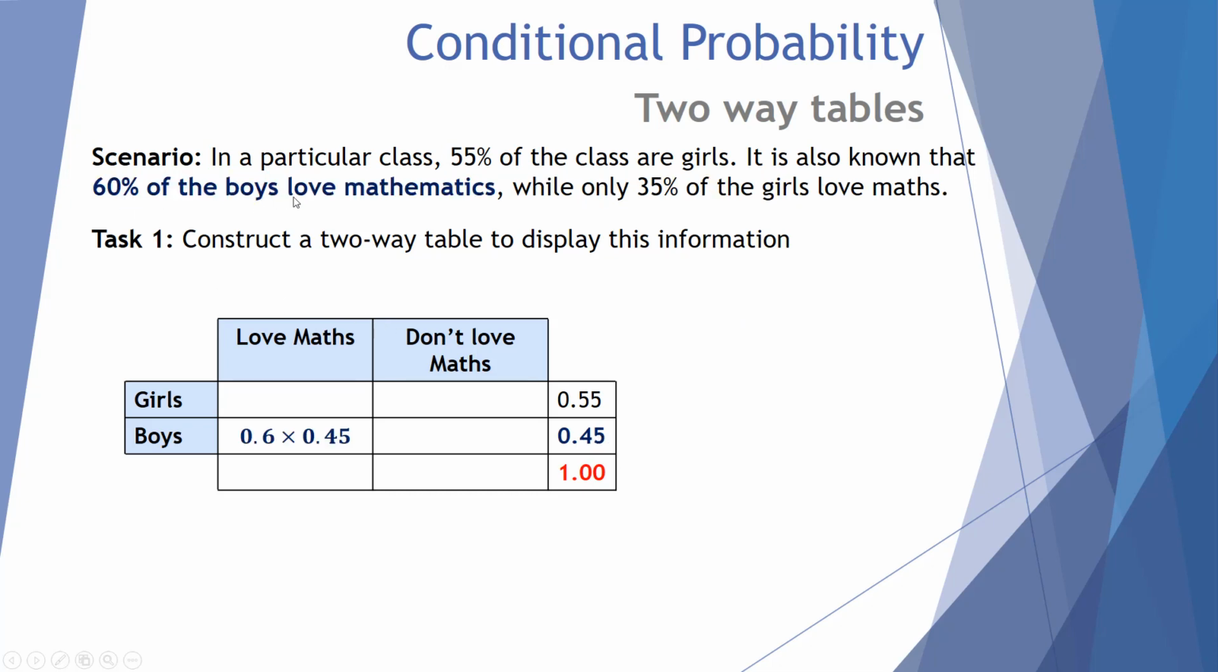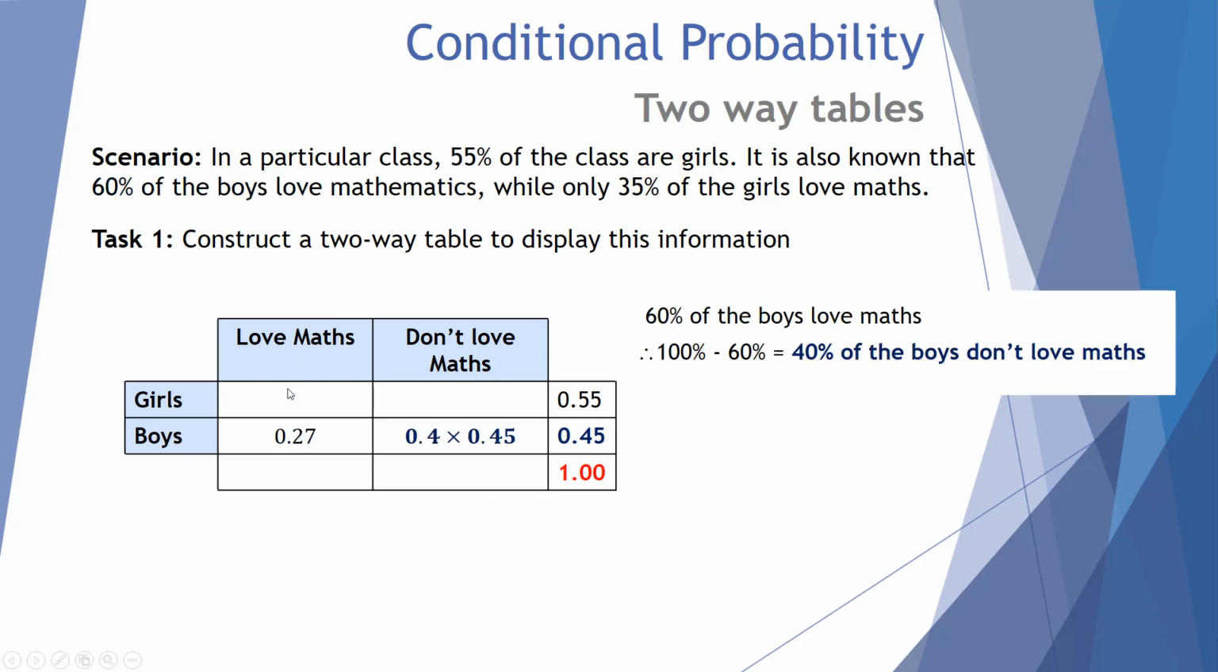Now we're advised that 60% of the boys love mathematics. So of the 45% of the entire class, 60% of the 45% are boys that love mathematics. That leaves us with 27% or 0.27 as a decimal. So 27% of the entire class are boys that love mathematics. Which means if 60% of the boys love mathematics, that leaves us with 40% of the boys that don't love mathematics. So 0.4 of the total of 0.45, so 40% of the 45% of the class, which are boys, don't love mathematics, gives us a value of 0.18 or 18%. So 18% of the whole class are boys that don't love mathematics.